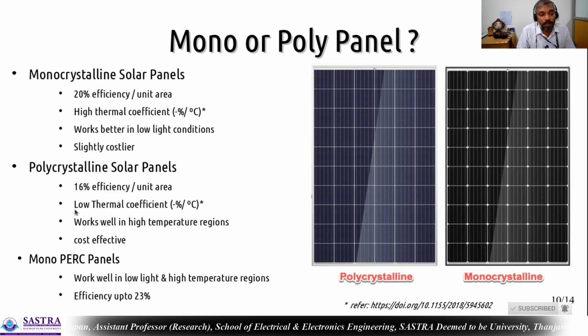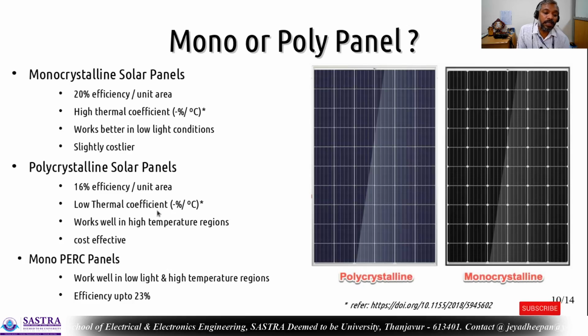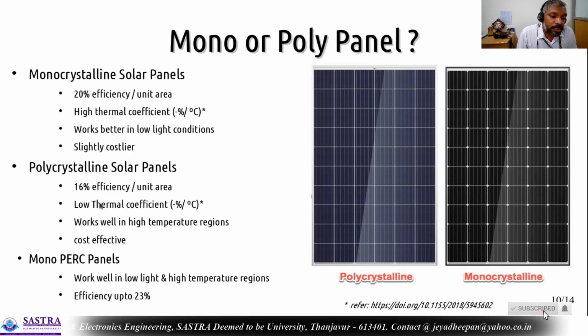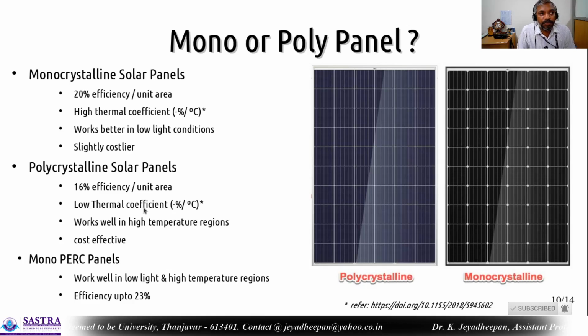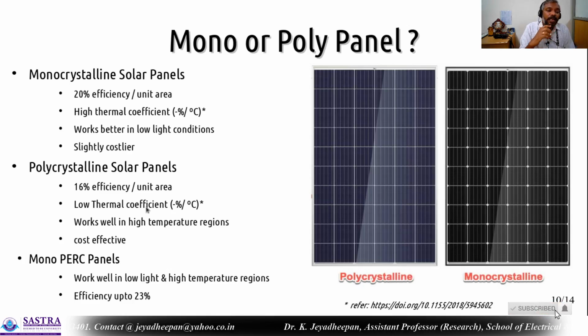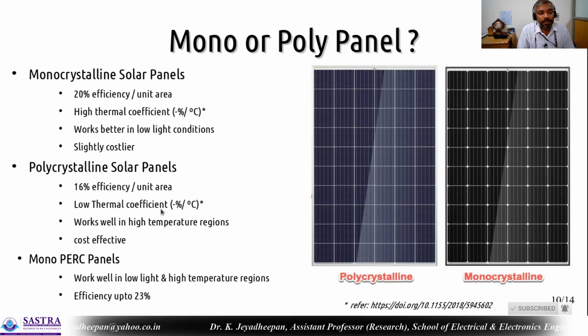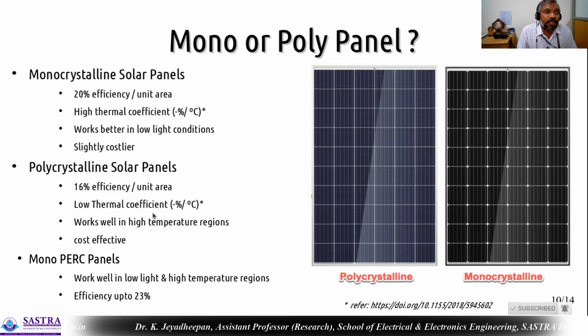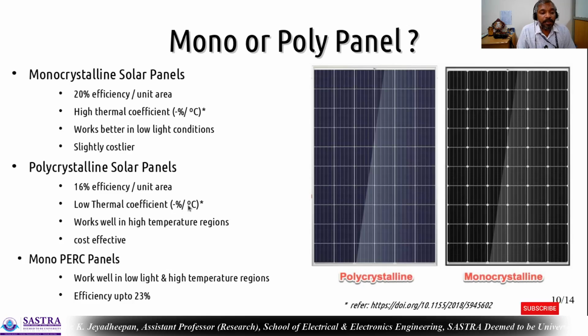And the last advantage of the polycrystalline panel is that these panels have a low thermal coefficient, right? Low thermal coefficient means heat diffusion will be somewhat less than in the monocrystalline panels. So the efficiency will be somewhat higher in high temperature regions.